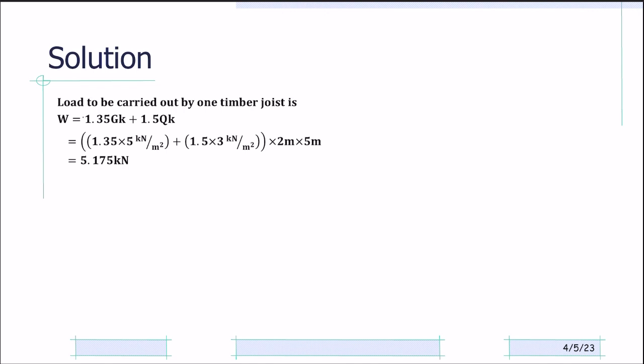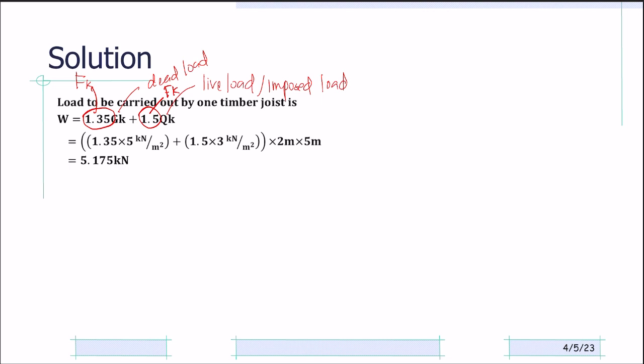Okay, what is 1.35 GK? What is 1.5 QK? So QK here is referring to the live load, or imposed load. And GK here is dead load. For timber structure, 1.35 here is referring to the factor of safety for dead load. And 1.5 here refers to the factor of safety for live load.